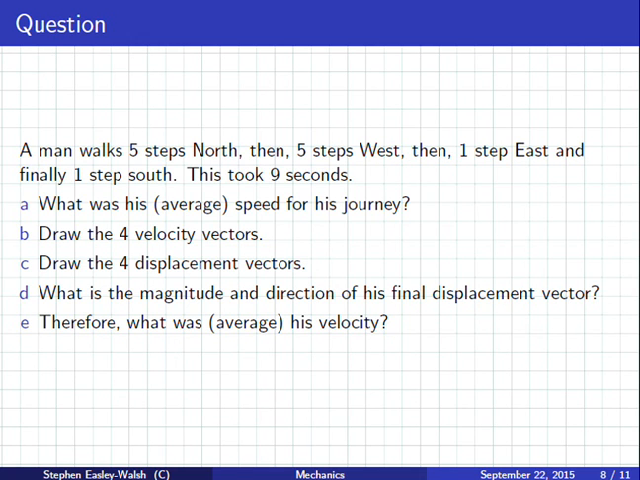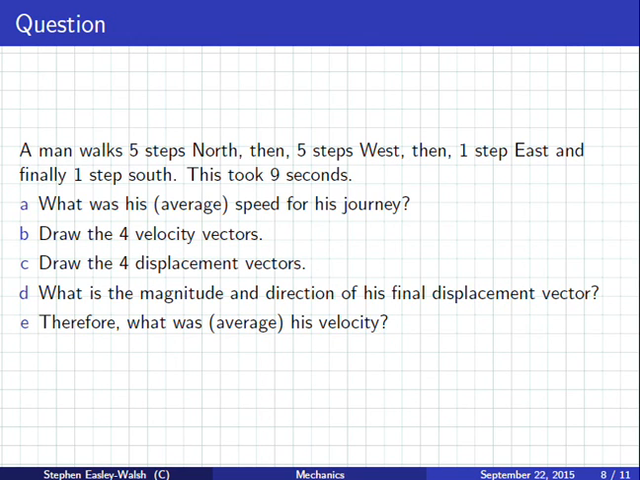Draw the 4 velocity vectors. So the first one, 5 north. And then the next one is 5 west. So this is 5 steps, 5 steps. And then 1 east, so it goes backwards like this, and then 1 south. They are his speeds. He walks 5 this way, 5 this way, 1 to the right, 1 down.